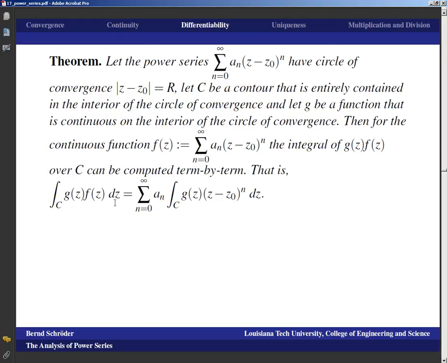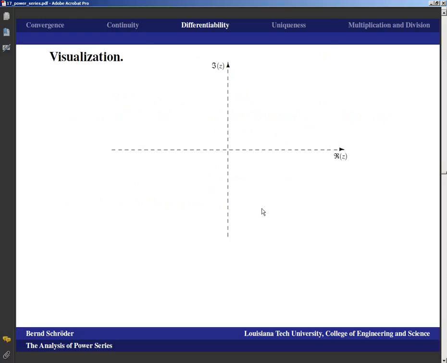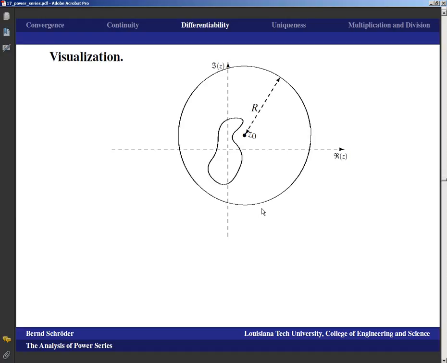The integral of g of z f of z dz is the integral of g of z times the sum of a n (z minus z0) to the n, and then I can take the sum of the a n's out and have left the integral over C of g of z (z minus z0) to the n dz. Okay, the visualization is that here's z0, here's our circle of convergence of radius r, and our contour is entirely inside that circle of convergence. Again we want to have some kind of uniformity, so we will use a disk of radius r1, which includes that contour.